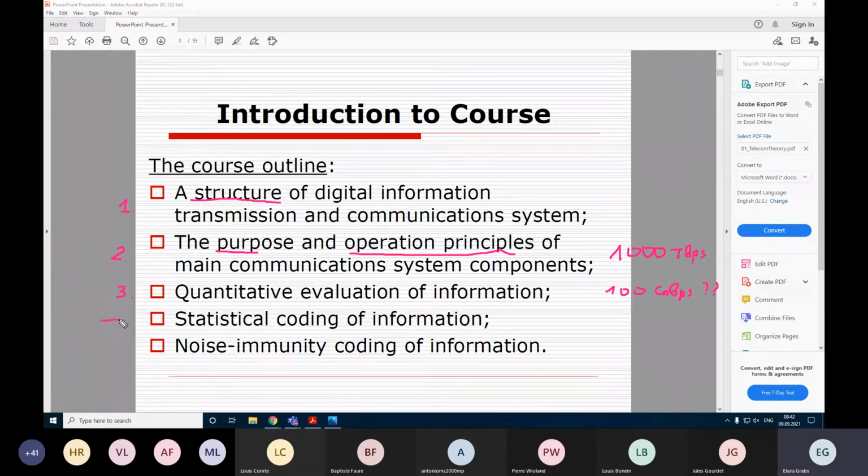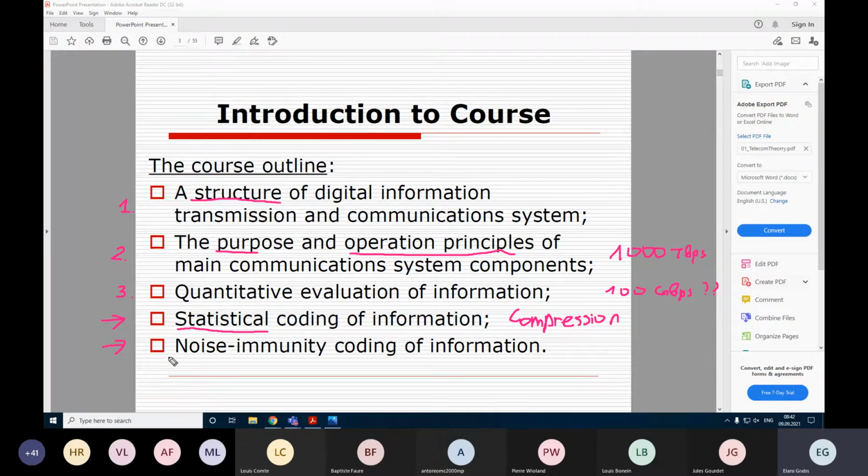And the last two parts will be related to coding of information. So we will have two types of coding. We will have statistical coding, which will be used for data compression. So, as you can imagine, this is useful if we'd like to minimize the time to transmit the information. The compressed information will be transmitted faster, but accordingly, it will be more vulnerable, more susceptible to some interference, to some problems, errors, and so on.